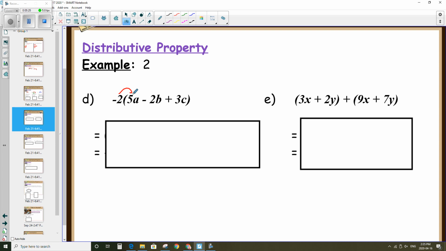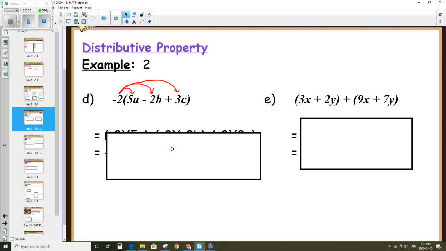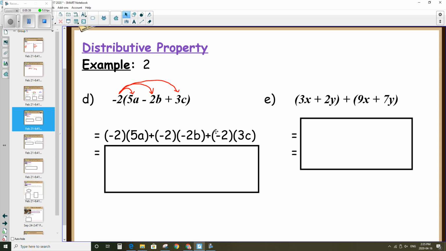Okay, negative 2 times 5a, negative 2 times negative 2b, and negative 2 times 3c. If you try to go right to the final answer, there's a chance you're going to make an error. All right, so showing that in between step over here helps you be organized and increase your chance of getting the right answer at the end. Okay, so I'm adding, every time it's always addition.